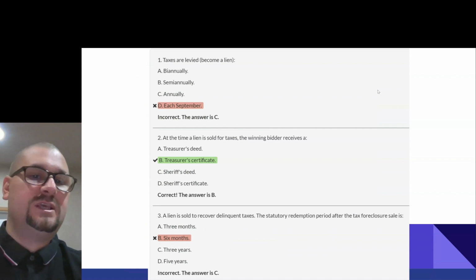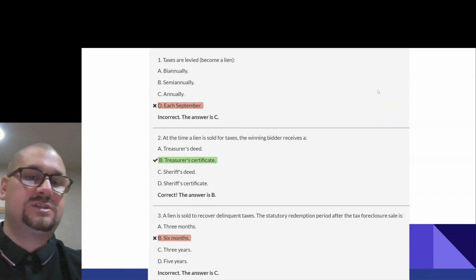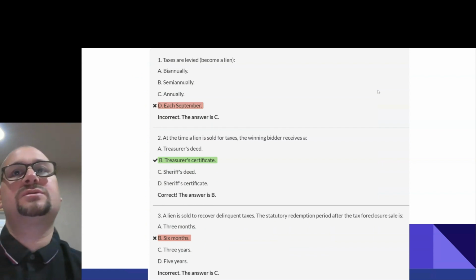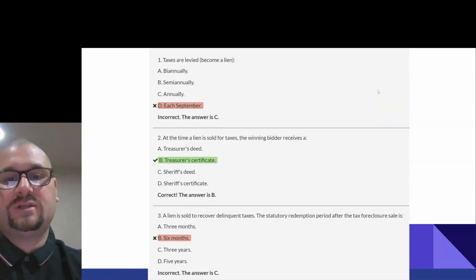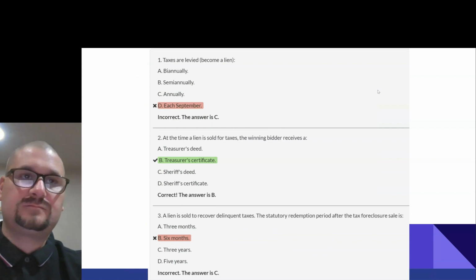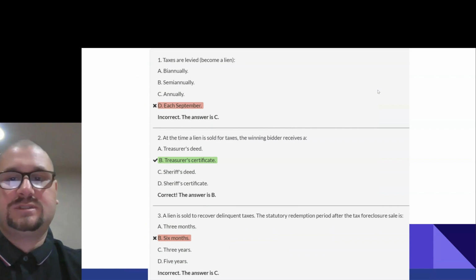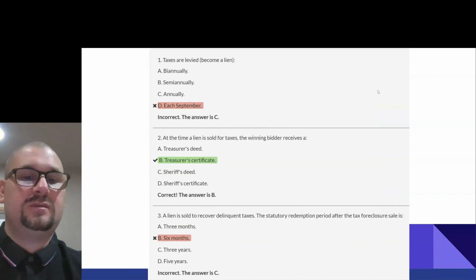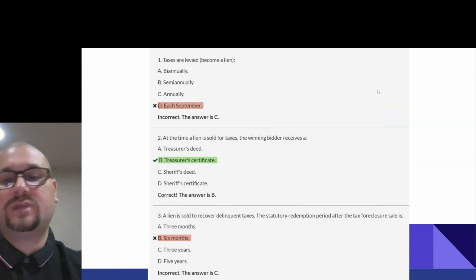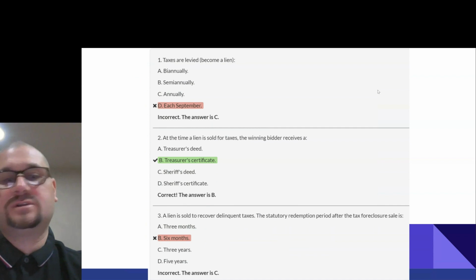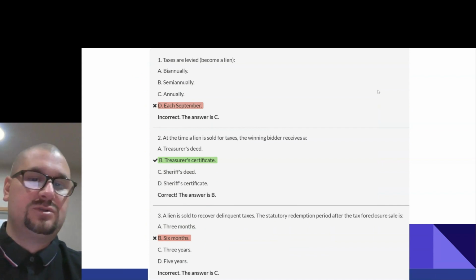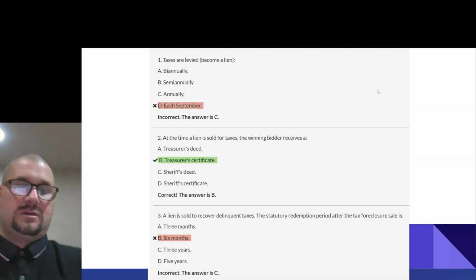Will he get a treasurer's deed? No. Sheriff's deed? No. A sheriff's certificate? No. He gets a treasurer certificate. A lien is sold to recover delinquent taxes. The statutory redemption period after the tax foreclosure sale is, Charlie, 3 years. So a lien is sold to recover delinquent taxes, 3 years.